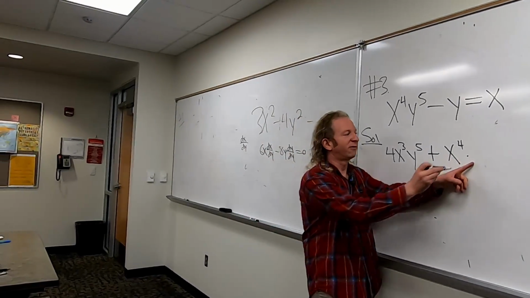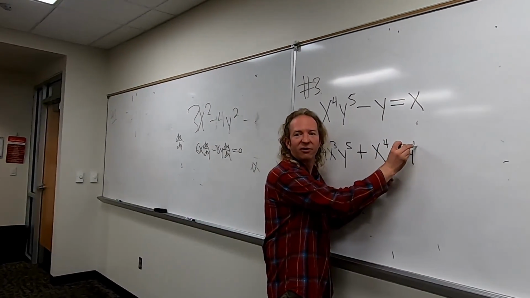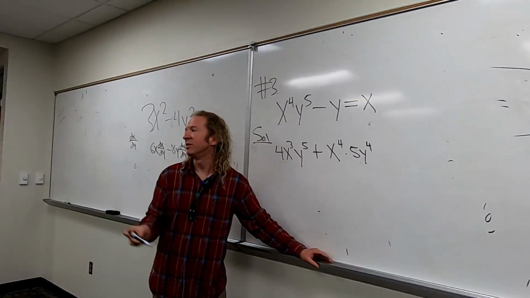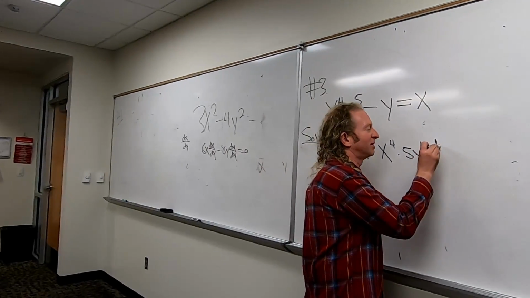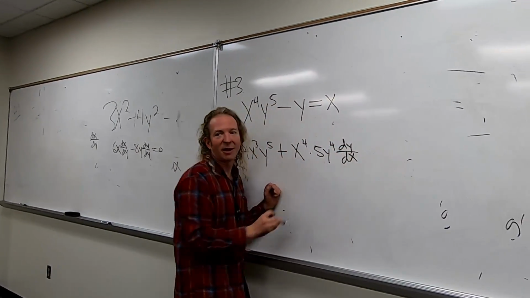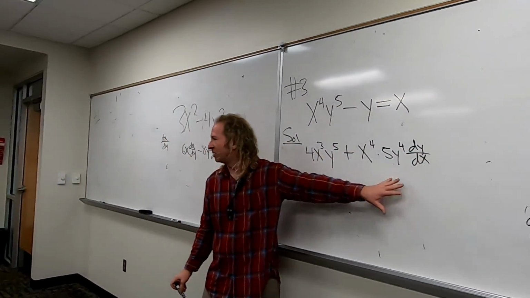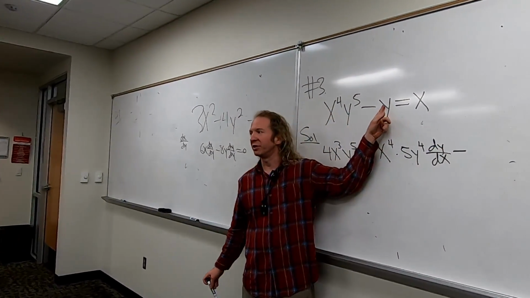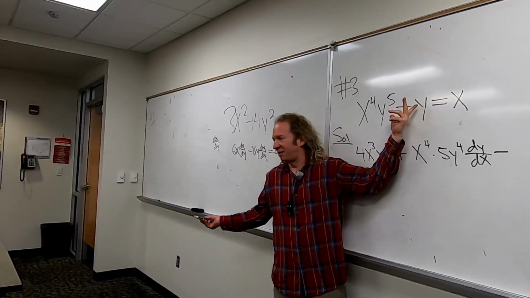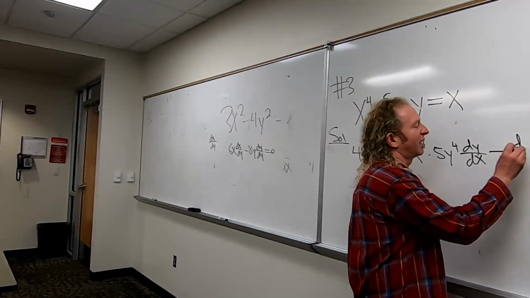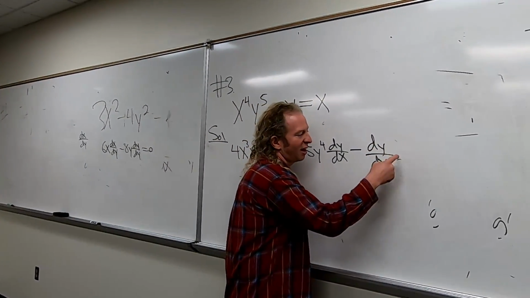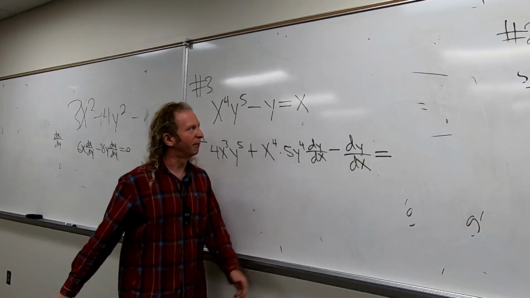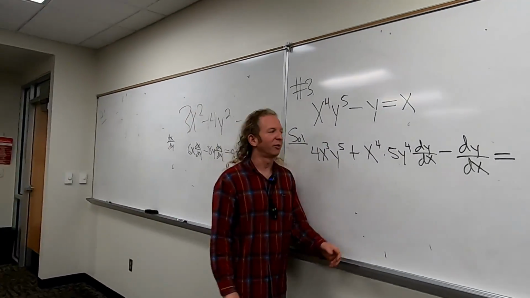So what would this be? 5 times dy dx. Yeah, very good. Times dy dx, right? That's the chain rule. That's the trickiest part, right? So that gives you the dy dx. Then minus, what would this become when you take the derivative? dy dx, yeah. And then you just end up with 1 on the right-hand side.